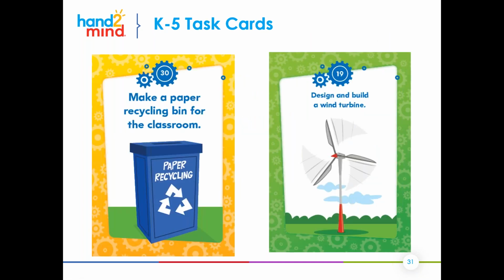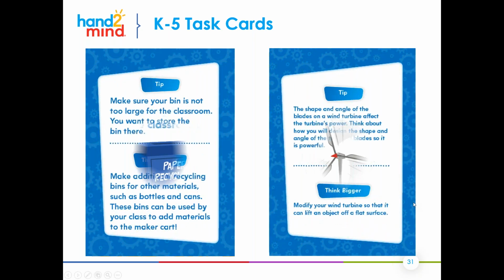So these are K-5 task cards. These are two examples that I pulled. Make a paper recycle bin for the classroom and design and build a wind turbine. So I'm going to click here and it's going to flip them over to the back. For the recycle bin, the tip is to make sure your bin is not too large for the classroom. You want to store the bin there. And then the think bigger is make additional recycling bins for other materials like bottles, cans. They can be used by your class to add materials to the maker cart.